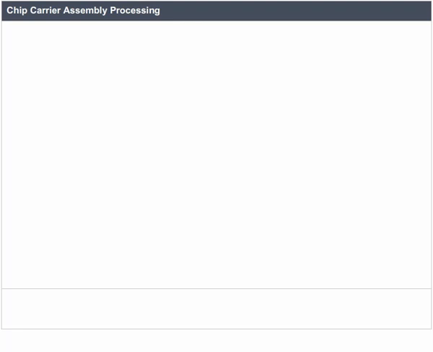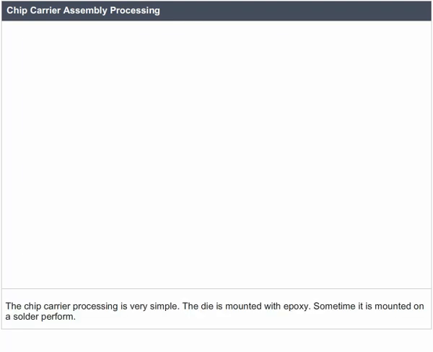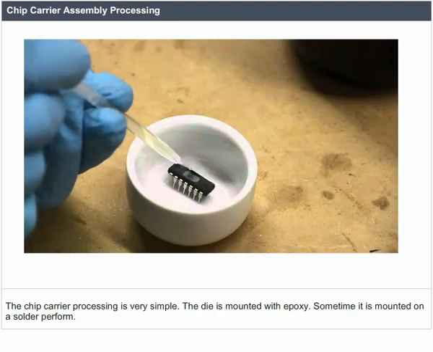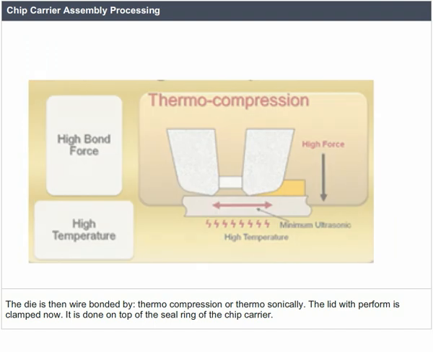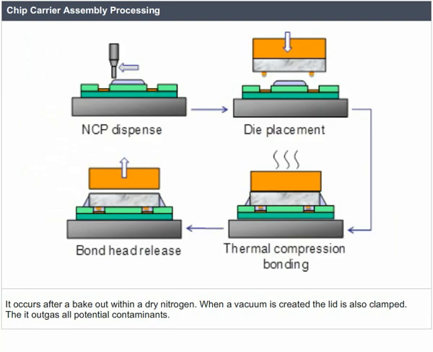Chip carrier assembly processing. The chip carrier processing is very simple. The die is mounted with epoxy. Sometimes it is mounted on a solder preform. The die is then wire bonded by thermocompression or thermosonically. The lid with preform is clamped on top of the seal ring of the chip carrier. It occurs after a bakeout within a dry nitrogen.